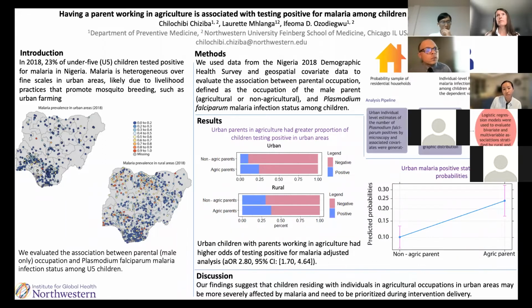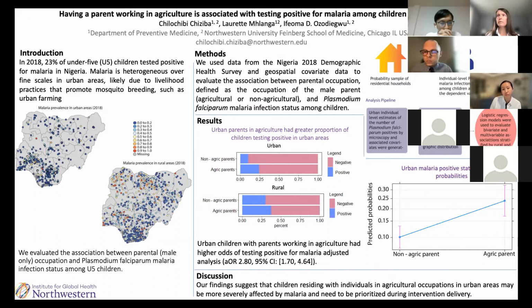One of those livelihood practices that I've mentioned is urban farming. Farming practices at research sites are known to promote malaria vector breeding if not managed properly.